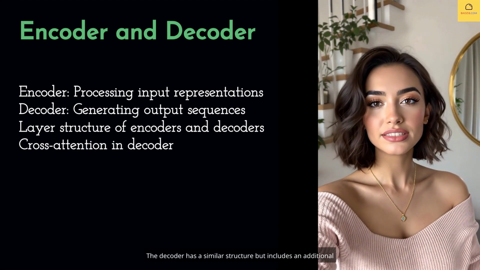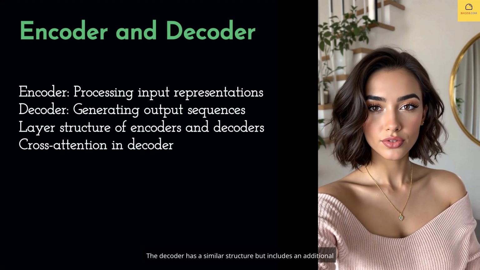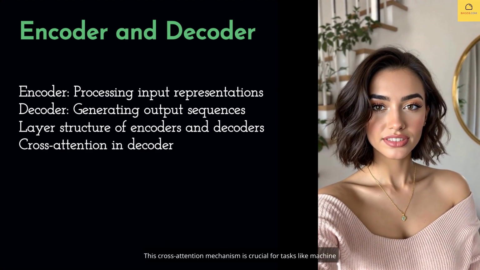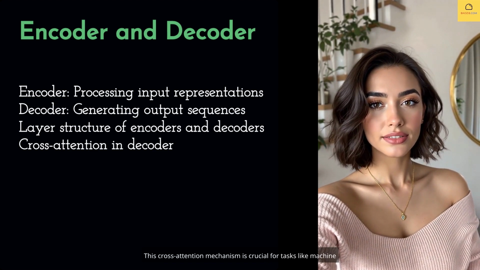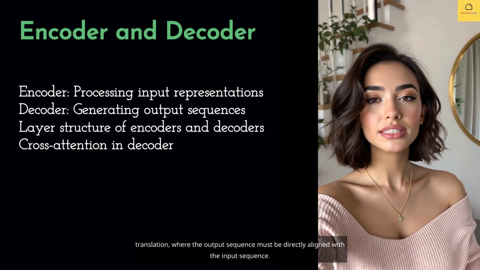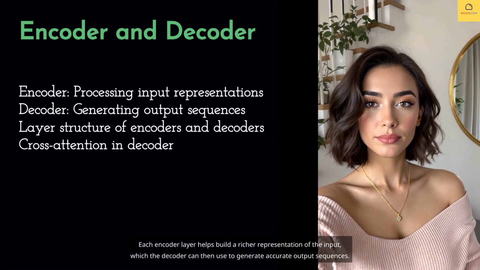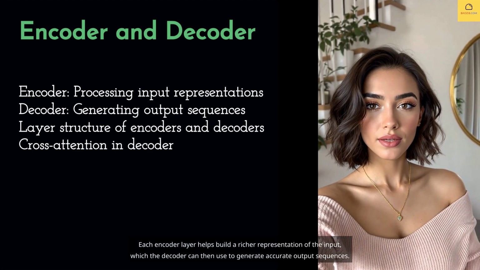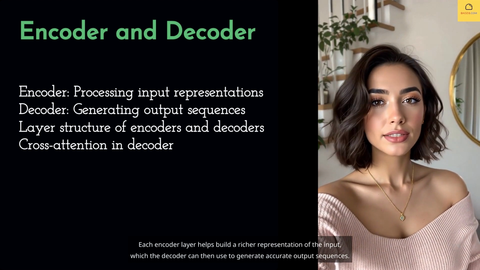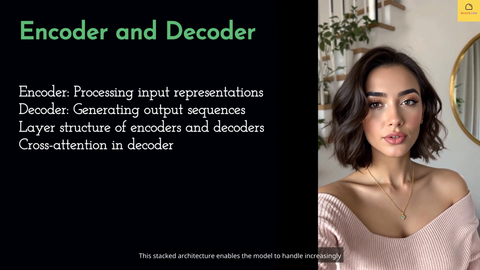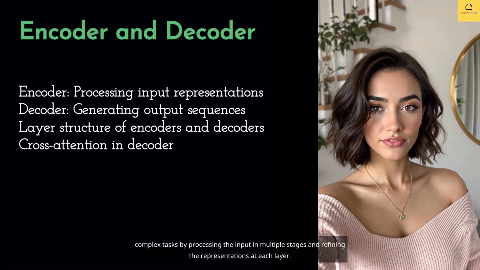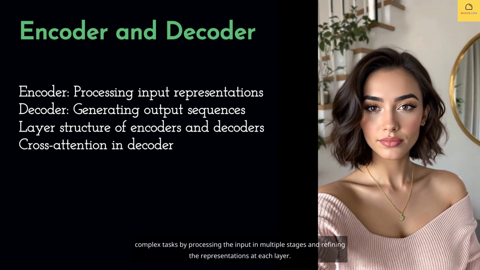The decoder has a similar structure but includes an additional cross-attention layer, which enables it to attend to the encoder's output. This cross-attention mechanism is crucial for tasks like machine translation, where the output sequence must be directly aligned with the input sequence. Each encoder layer helps build a richer representation of the input, which the decoder can then use to generate accurate output sequences. This stacked architecture enables the model to handle increasingly complex tasks by processing the input in multiple stages and refining the representations at each layer.